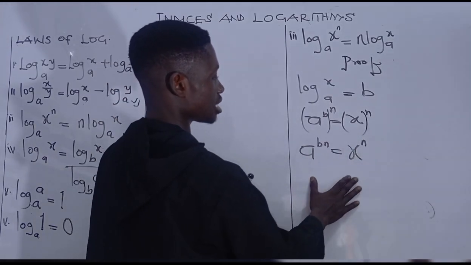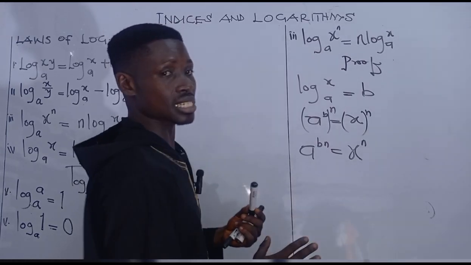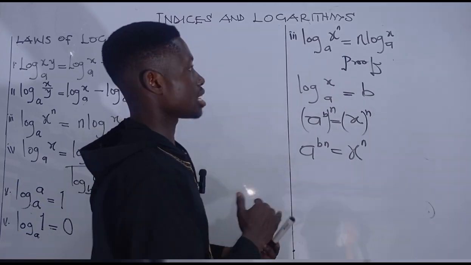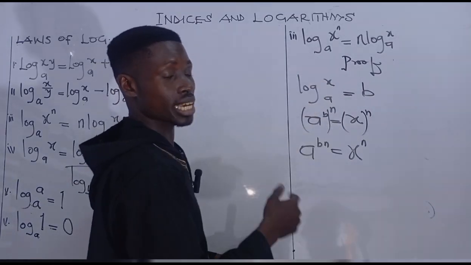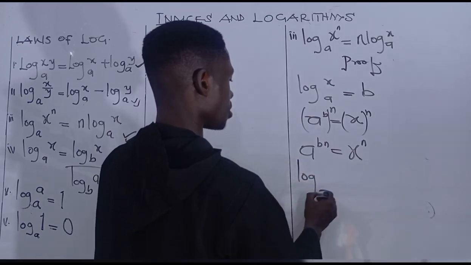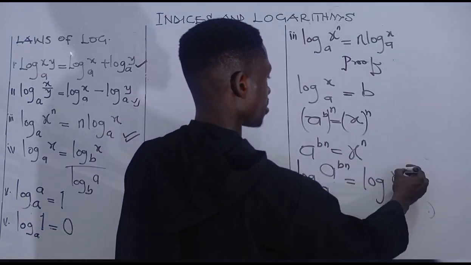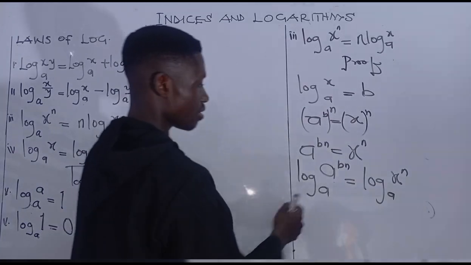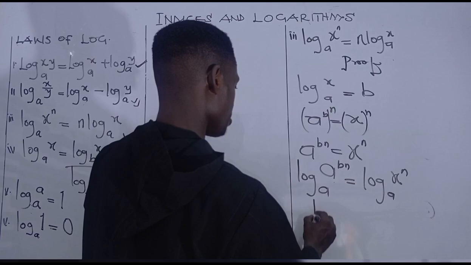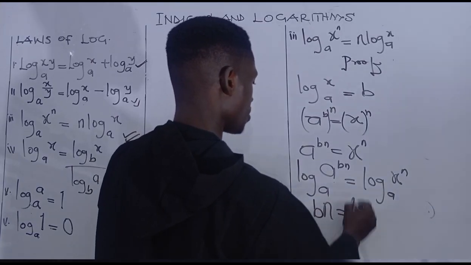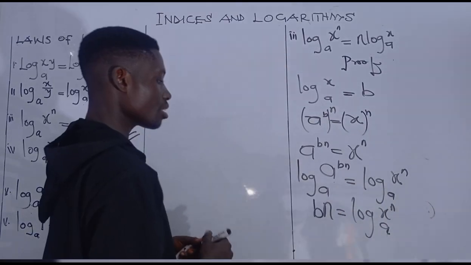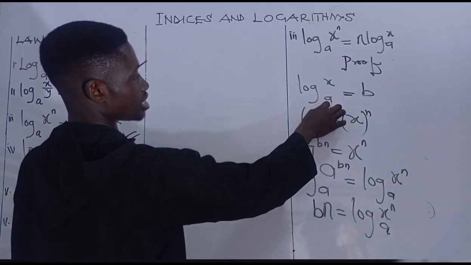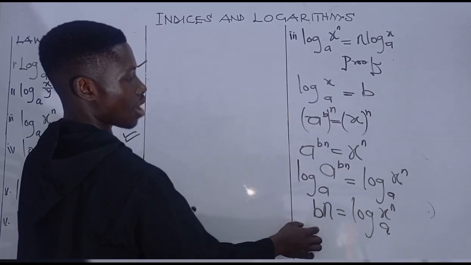Since we are having an exponential equation and the bases are not the same, then we have to take the logarithm on either side of the equal sign, and the logarithm must be to the base of what? a. So we have, now applying this law, this property, you have this to be what? b multiplied by n is equal to log of x to the power n to the base a. Now initially we said that we are letting b be equal to log of x to the base of a. So let's replace our logarithm back.